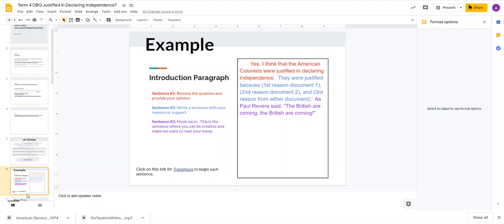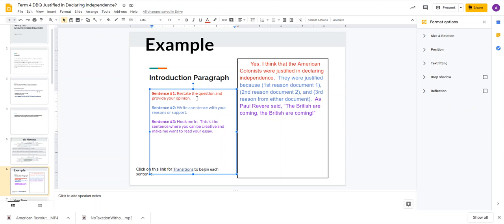Your introduction paragraph is always going to answer the question, restate the question, and provide your opinion. Then you're going to write a sentence with your reasons, and then you're going to use a hook. So in our very first sentence here, I needed to restate the question and provide an opinion. So here's my opinion. Yes, I think that the American colonists were justified in declaring independence. You can write that any way you want. It can be, I believe that the colonists were justified in declaring independence. But you want to answer the question. The question is, were they justified?